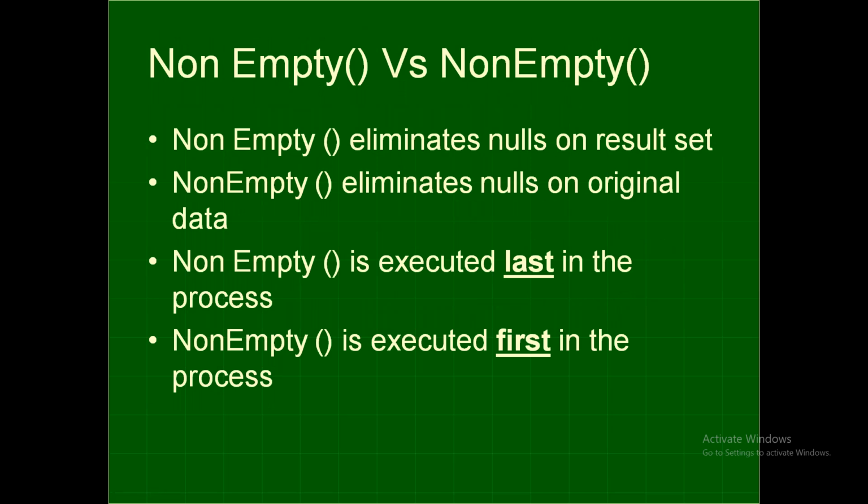This is an interview question: NON EMPTY and NON EMPTY without space, what is the difference? NON EMPTY eliminates nulls on the result set. NON EMPTY eliminates nulls on original data. NON EMPTY is executed last in the process. NON EMPTY is executed first in the process. It is going to eliminate the null values first. So this one will wait till the end, and whatever data I got, if you have null values in that data, they will get eliminated. So NON EMPTY is going to be executed last. NON EMPTY without space is executed first.